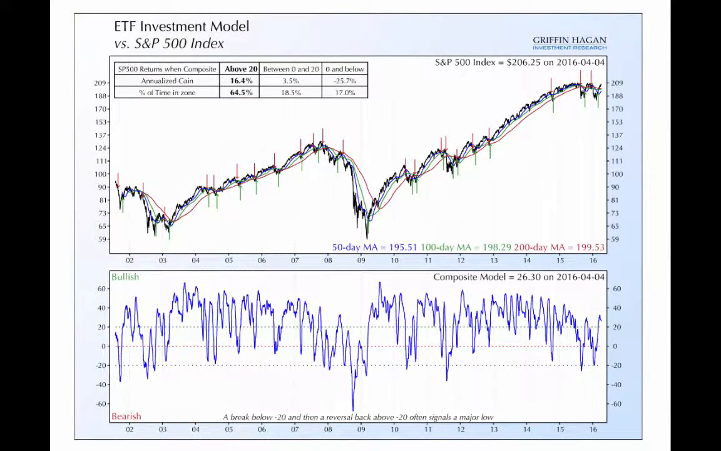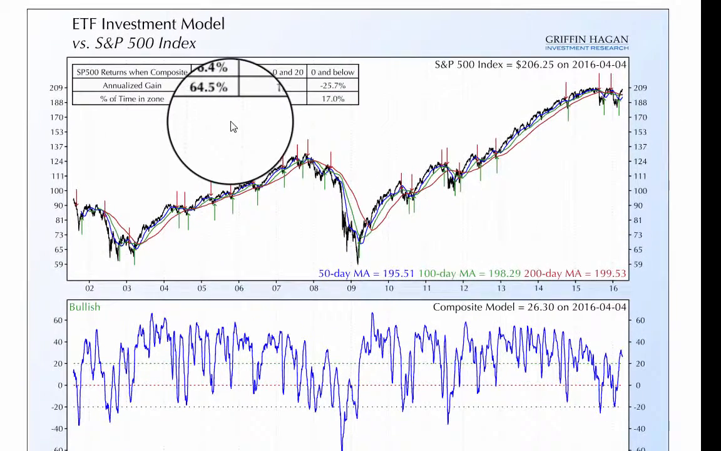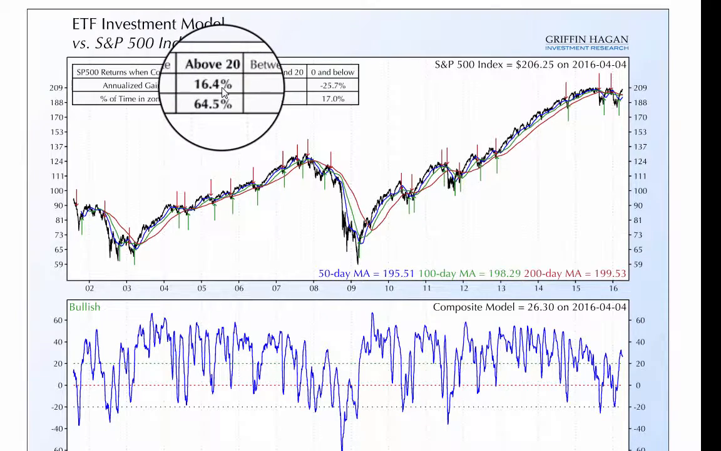The ETF investment model has been developed to provide a couple of different perspectives. First perspective is for the broad U.S. equity market as represented by the S&P 500. When the model is bullish or greater than 20%, you can see that the S&P 500 has actually gained at a 16.4% annualized rate of return.